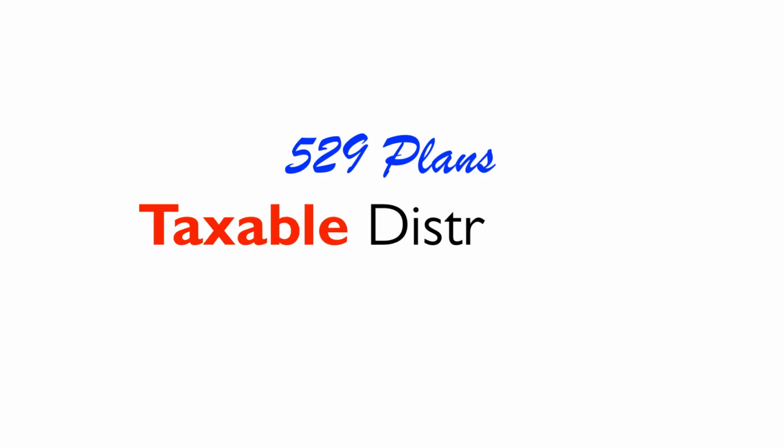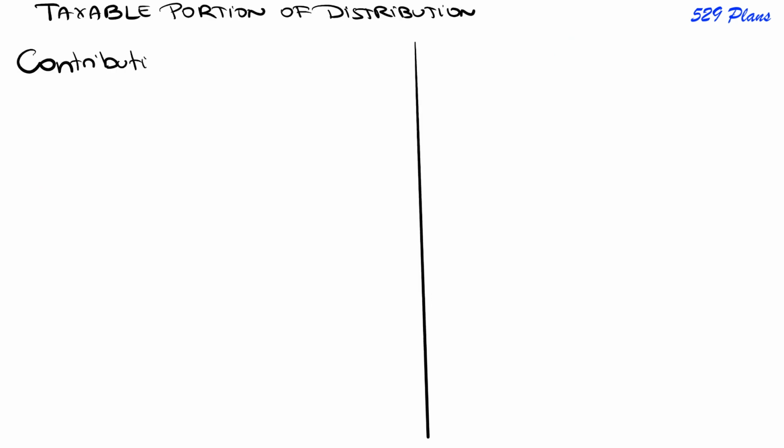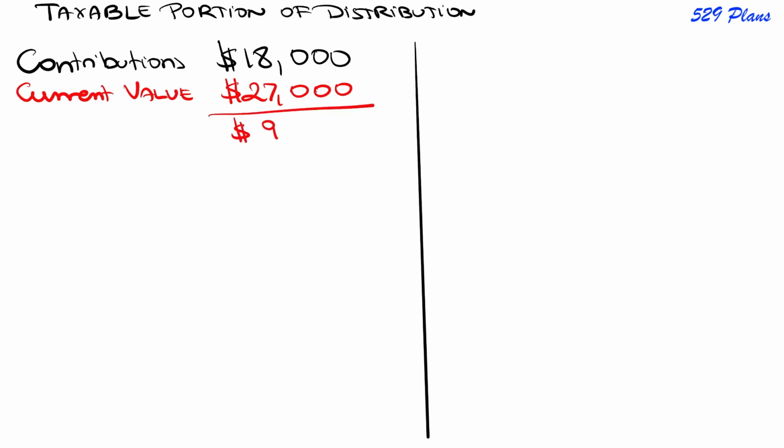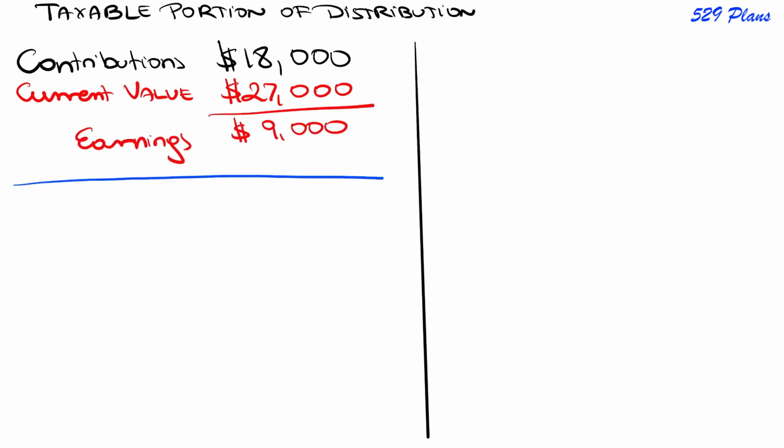Let's calculate whether you have a taxable portion of your 529 distribution. Let's say you have contributions of $18,000 and the current value of your account is $27,000. That means $9,000 of it is earnings.